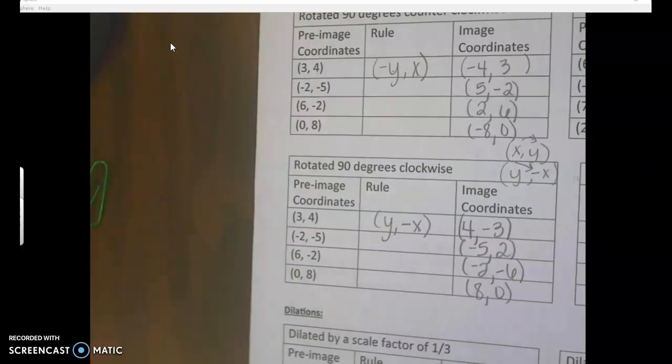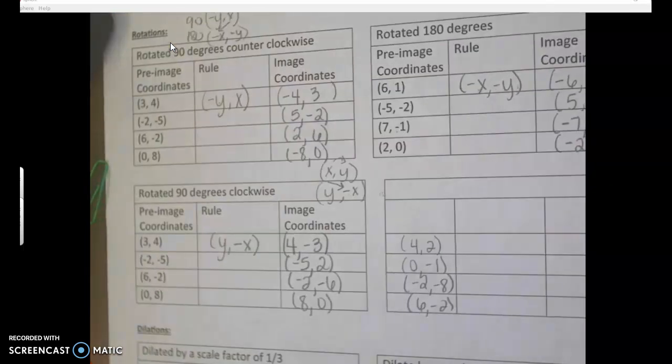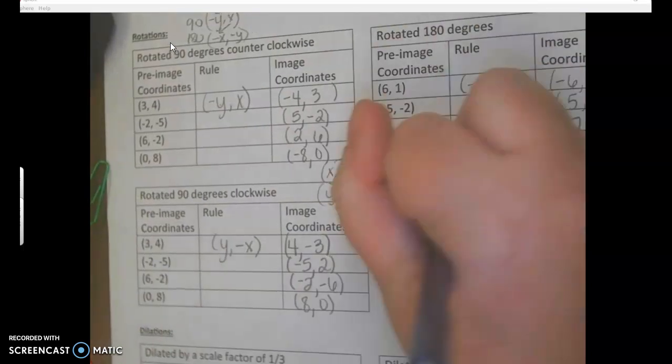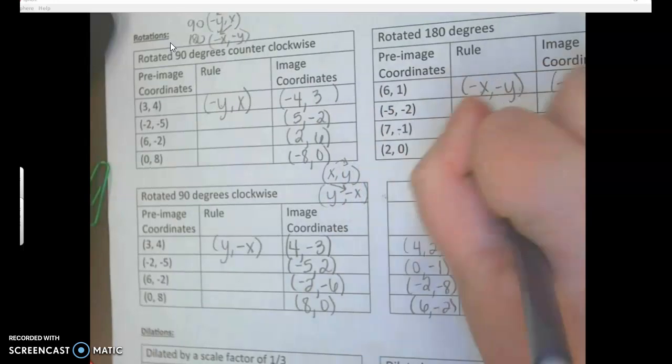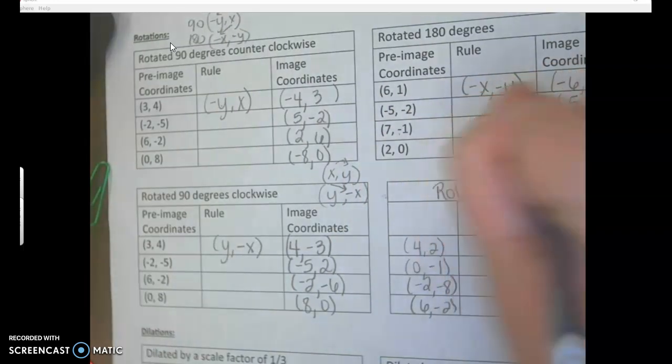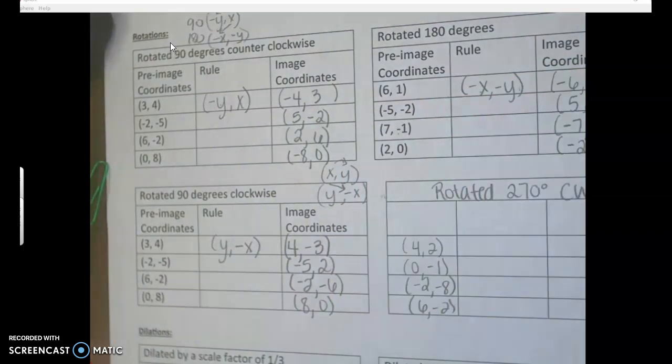All right, for the blank one, I left it blank because in class I didn't know if we would have time, but we did a rotation of 270 degrees clockwise. So I want you to pause the video and see if you can come up with the rule and the new coordinates, and push play once you've done it. Now go ahead and try it.